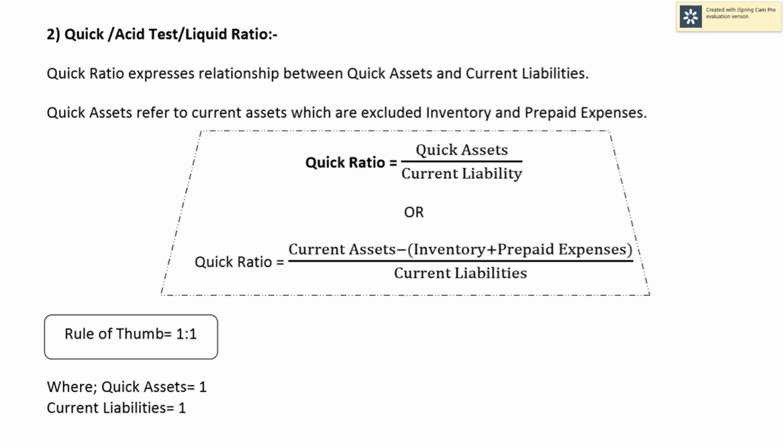And the formula for quick ratio is quick assets divided by current liabilities. There is also a thumb rule for this ratio, that the quick assets should always be equal to the current liabilities. Only then it proves that the business is performing well and has maintained well. That means if quick assets are 10,000 rupees, the current liabilities should also be 10,000 rupees. Only then it is balanced.